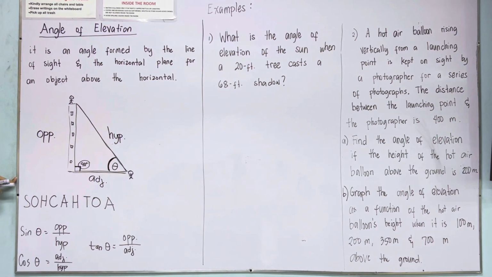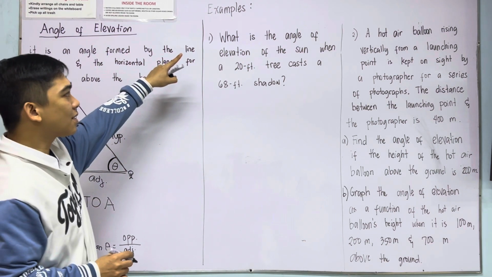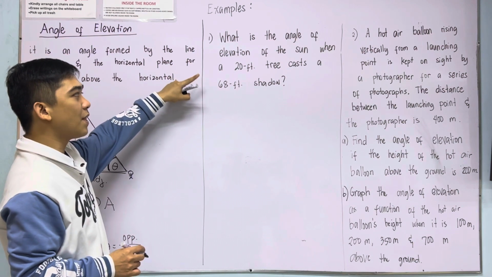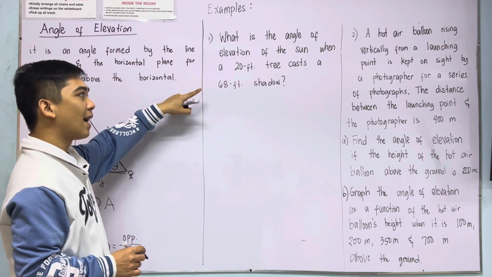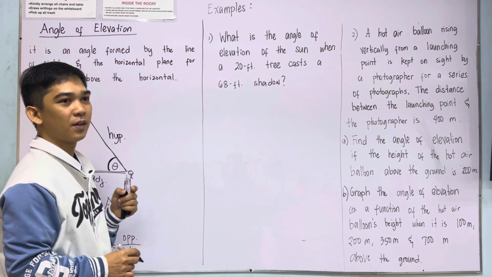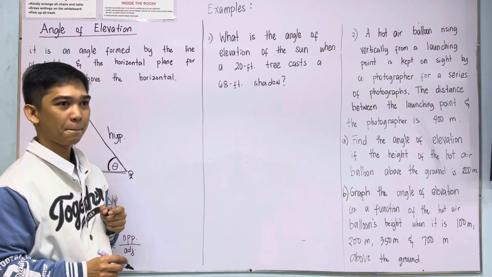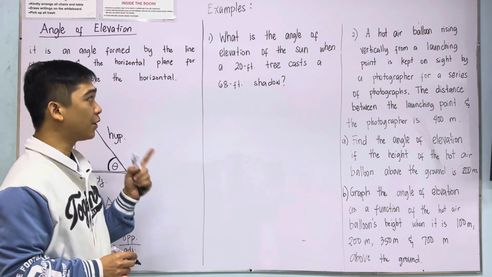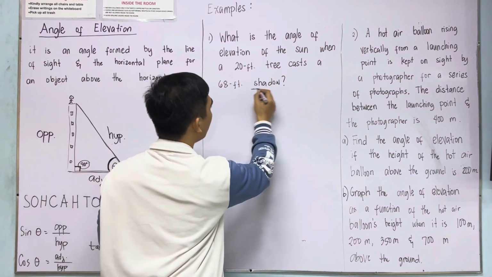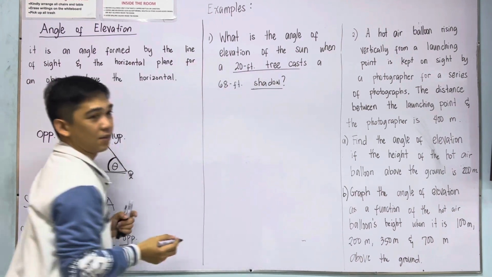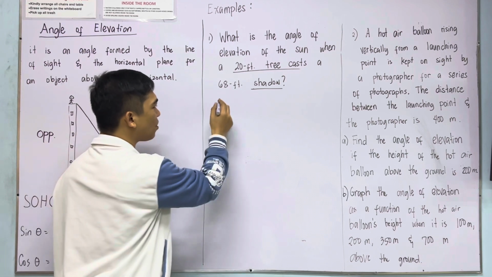To further understand, let's have example number 1. What is the angle of elevation of the sun when a 20 feet tree casts a 68 feet shadow? So, anong mga objects meron tayo? Puno. Meron tayong shadow, at meron tayong tree. So, imagine meron tayo, andito yung sun.